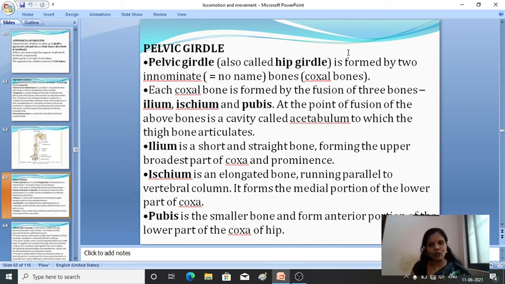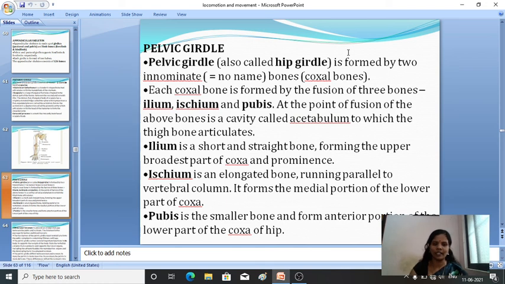At the point of fusion of the above bones is a cavity, and we call it the acetabulum. The cavity is known as the acetabulum cavity, to which the thigh bones articulate. Fine. So we'll see one by one what are its functions.